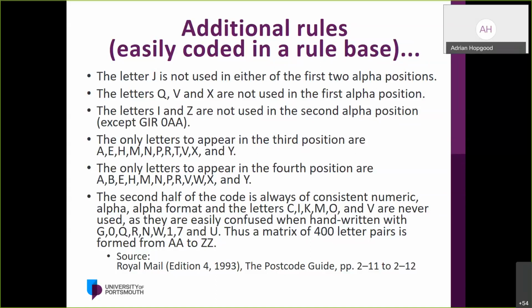Letters I and Z are not used in the second alpha position, except in that one unusual postcode. The only letters to appear in the third position are those, the only letters to appear in the fourth position are these, and so on. So there is this whole set of rules which are complementary to what's coming out of the neural network. And in fact, I used to set as an Open University student assignment to build a neural network to classify the characters and a knowledge-based system to check and verify them.